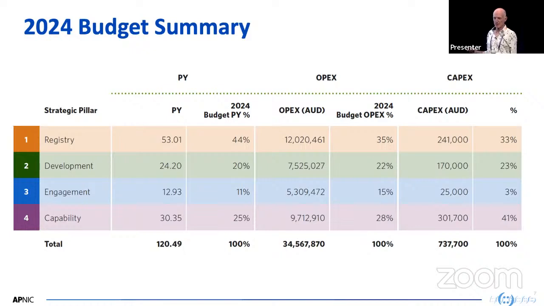The next is development. Again, we split the people and the operational and capital expenses according to the proportions for each of these pillars, and then engagement, of course, and capability, leading to figures which I hope balance very well with what you heard before in the Treasurer's report.